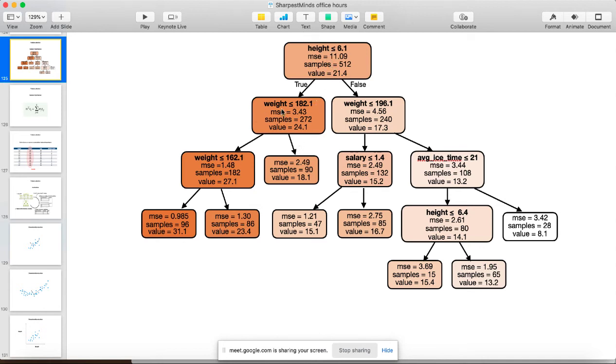But then look, weight shows up 3 times. We're asking about it twice at the second level and once at the third level. So pretty important, pretty early, we're asking about this feature. And so weight is probably really important. I mean, average ice time shows up once down here and salary shows up once down there. So probably, again, less important things. And that's how the feature importance score is going to be calculated in scikit-learn for decision trees. So if you're ever wondering where this comes from, hopefully now you know it's from this process.